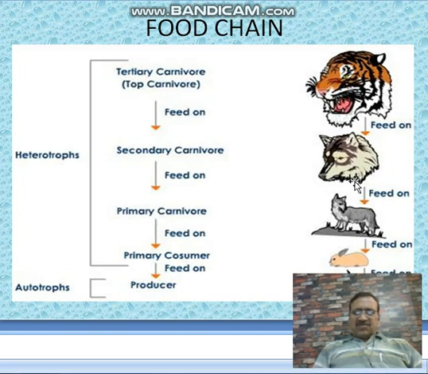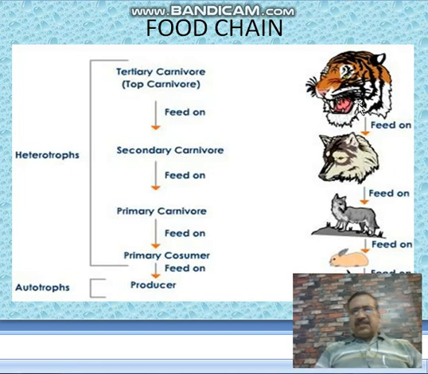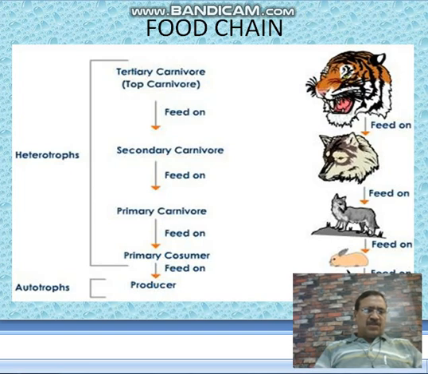On the next step, you can see here, this is the wolf. The wolf feeds on the jackal, and this is known as the secondary carnivore. And you can see at the last, this is the tiger. The tiger feeds on the wolf, and it is known as the tertiary carnivore. So this is a chain, one based on another.